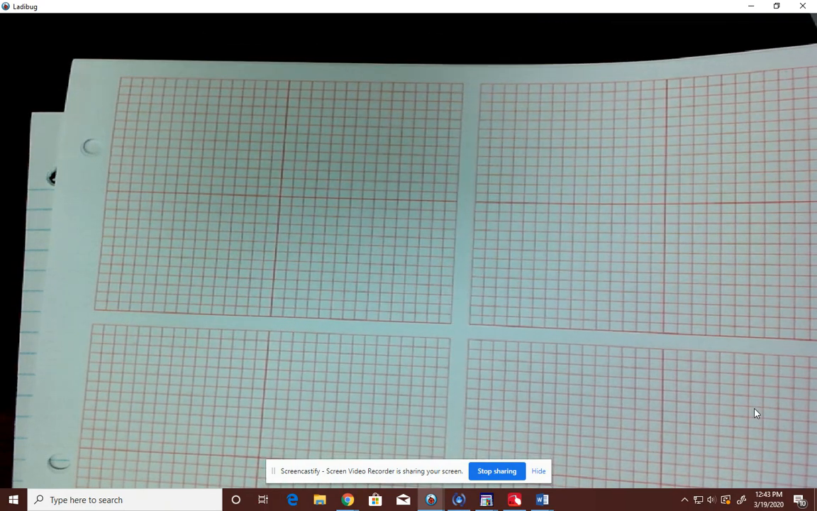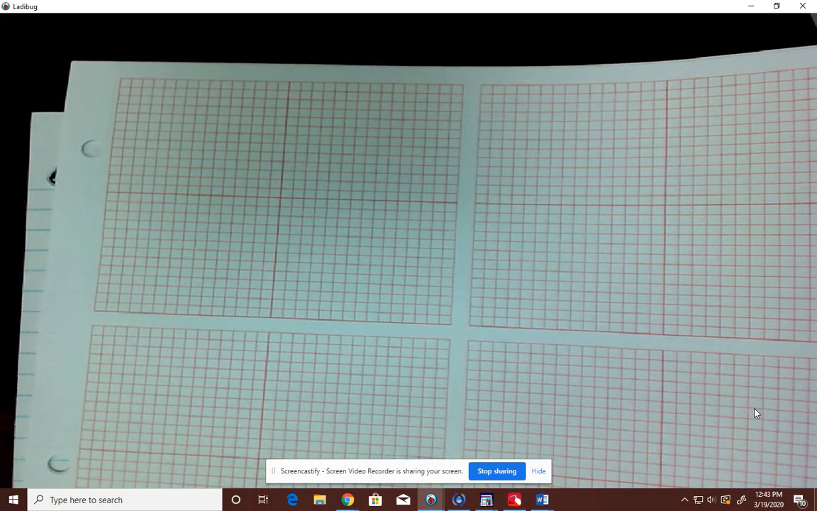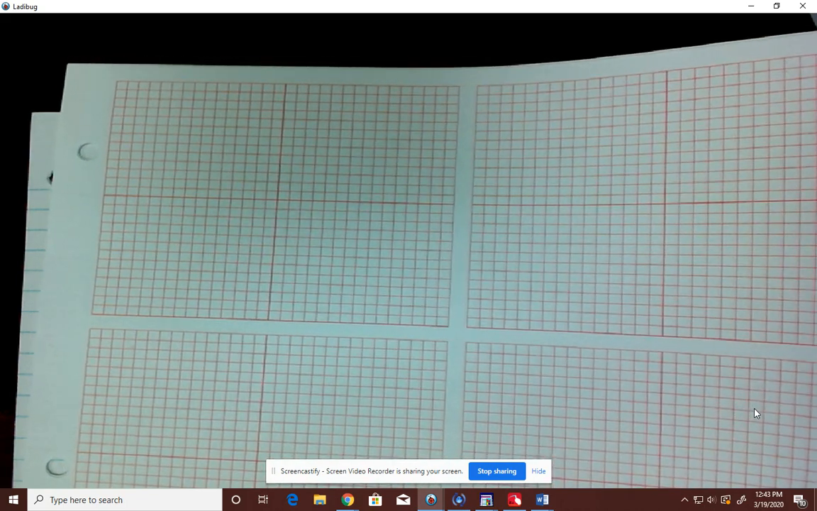We're going to finally put everything we've been learning together to make some graphs. So today you may want to go ahead and get out your graph paper that I sent home with you. Hopefully you still have that. If not, you'll just have to sketch out your own graph paper.